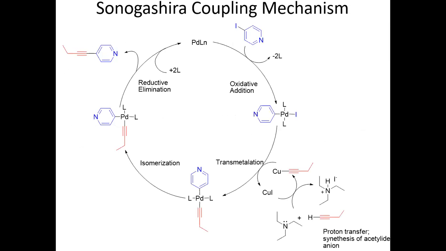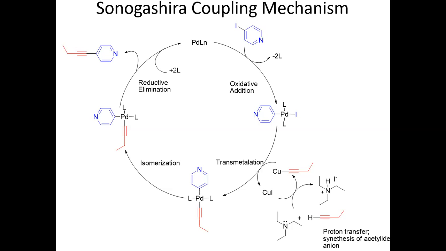So let's look at the mechanism, right? And this again is on a pyridine type species, so it's a heteroaryl species. So the first step, same as always, is oxidative addition, right? And then the copper actually ends up on your alkyne, right? You deprotonate the alkyne, and then that adds to the copper.